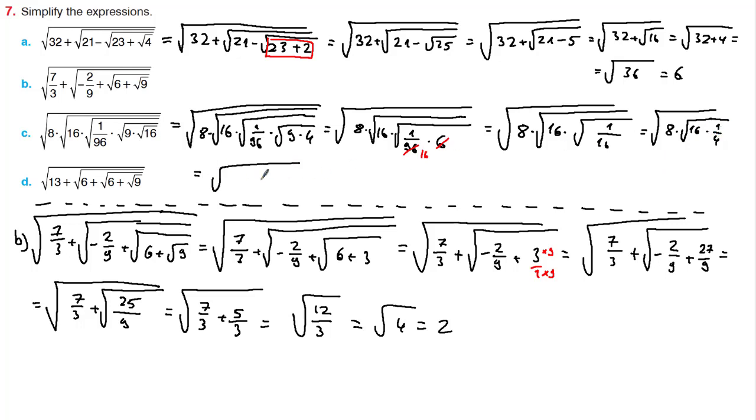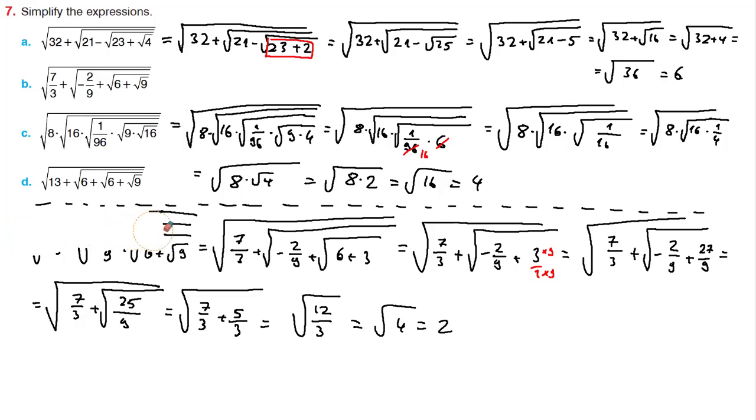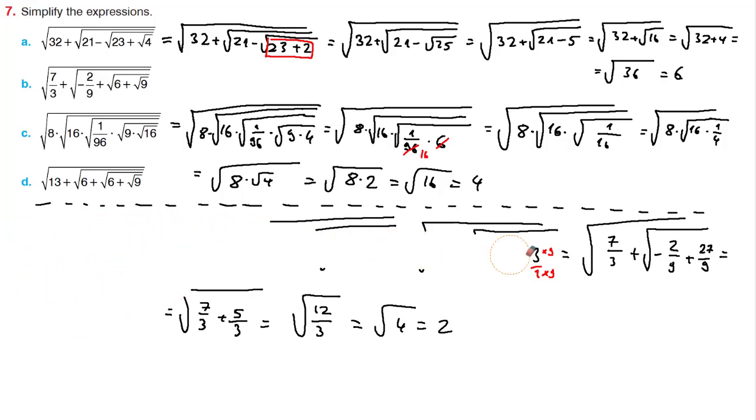So you get square root of 8 times square root of 4. Square root of 8, square root of 4 being 2, which makes 16, and that's 4. Alright, the same way as we used to solve B and the rest, we'll solve exercise D.